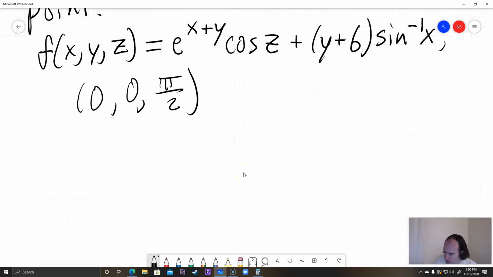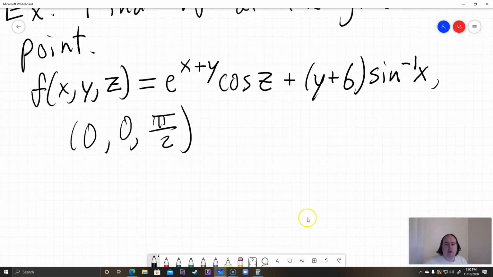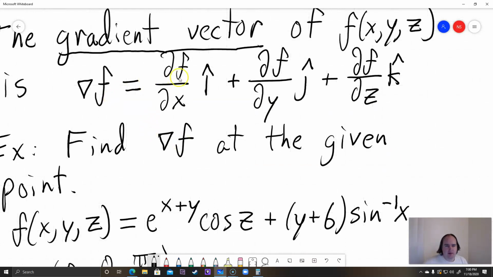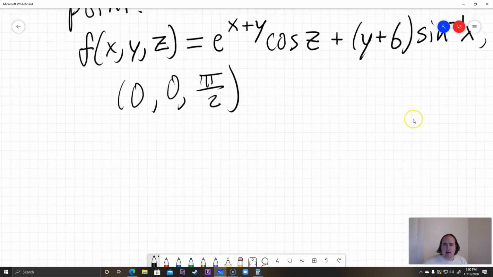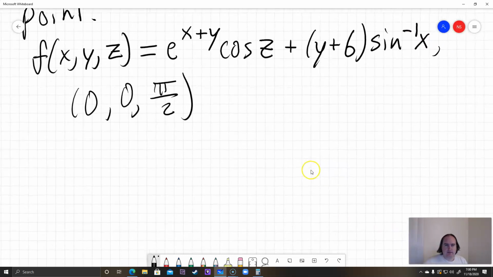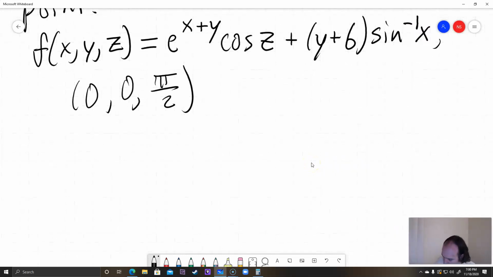To find gradient of f, remember the formula is partial f partial x times i plus partial f partial y times j plus partial f partial z times k. So we're going to start by finding each of these partial derivatives: partial f partial x, partial f partial y, and partial f partial z. Let's start with partial f partial x.